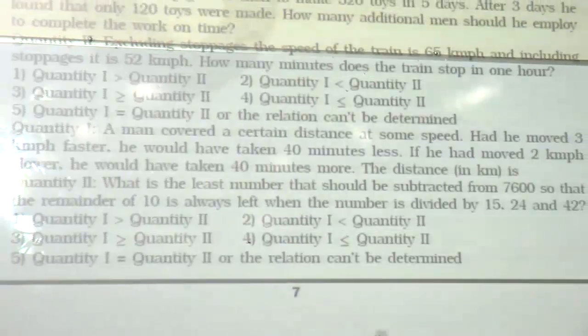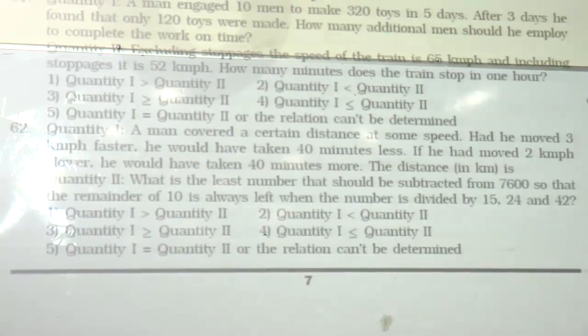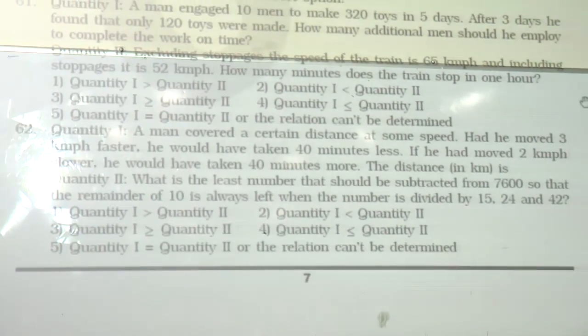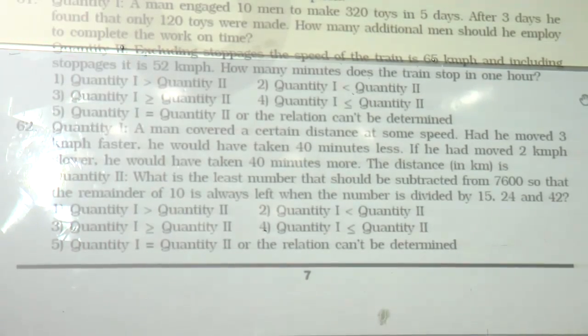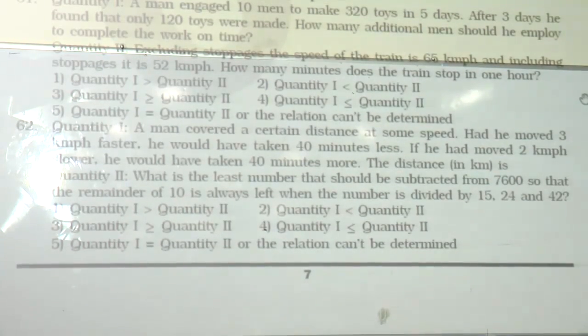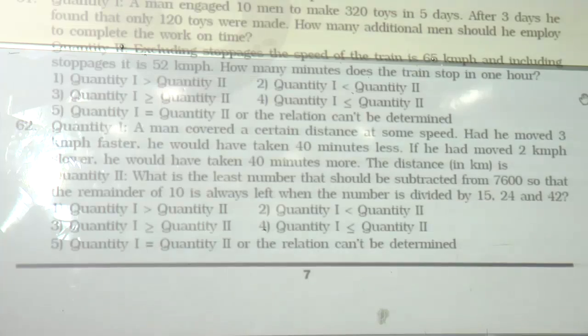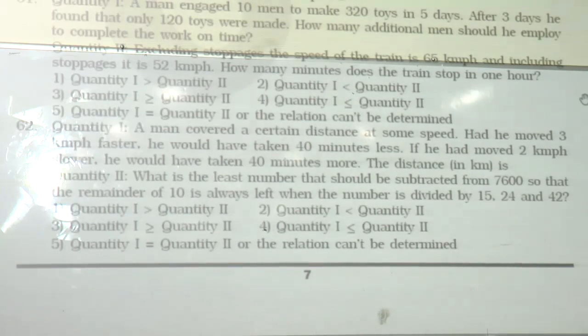Next, 62. A man covered a certain distance at some speed. Had he moved 3 km per hour faster, he would have taken 40 minutes less. If he had moved 2 km per hour slower, he would have taken 40 minutes more. The distance in kilometers is. If this is the case, if I have the same question, I will skip this. I will skip this.